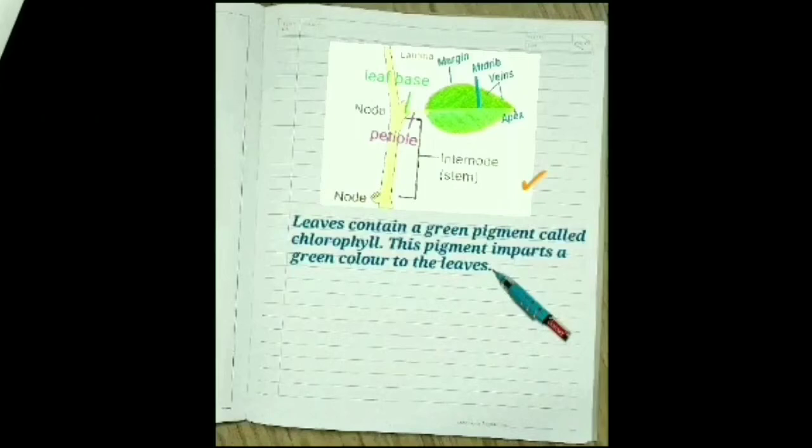Now, leaves contain a green pigment called chlorophyll. This pigment imparts a green color to the leaves. That is why the leaves appear to be green.